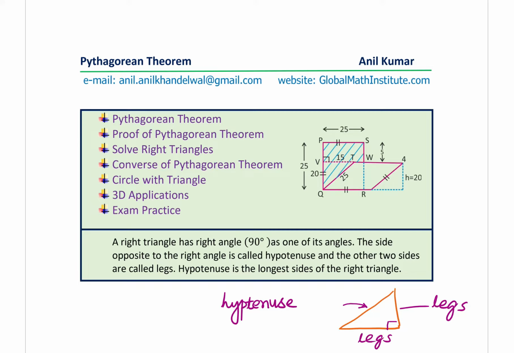Generally, we could give any names here, let's say a and b, and if this is c, then the relation is that a² + b² = c². That is what the Pythagorean theorem is.